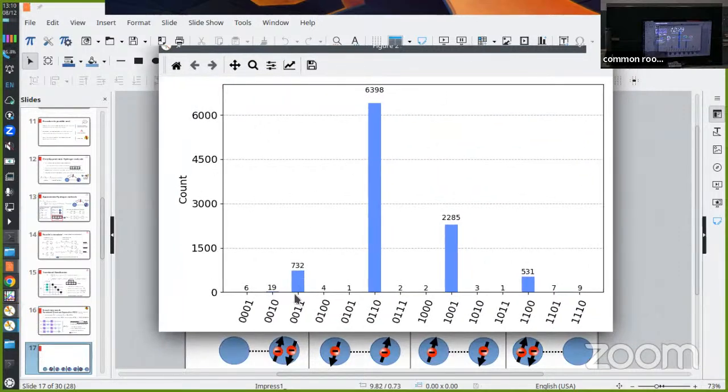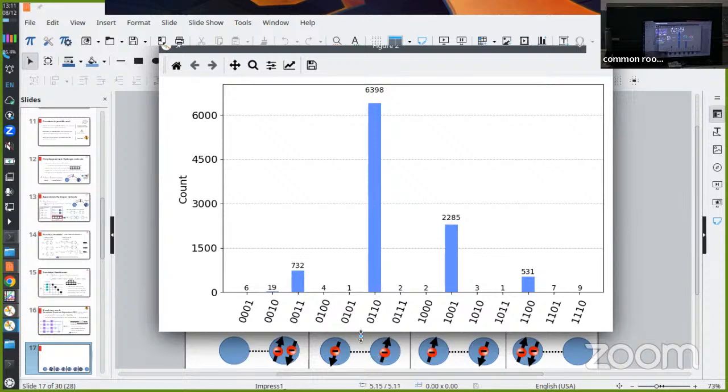So here on the left, I did 10,000 measurements, and out of these 10,000 measurements, about 700 times we obtained the 0011 state. So if you look back, the first two are the left side, and the last two are the right side. So this state corresponds to 2 electrons on the right side. This with 500 counts is 2 electrons on the left side. 1001 is up on the left, down on the right. 0110 is the opposite one.